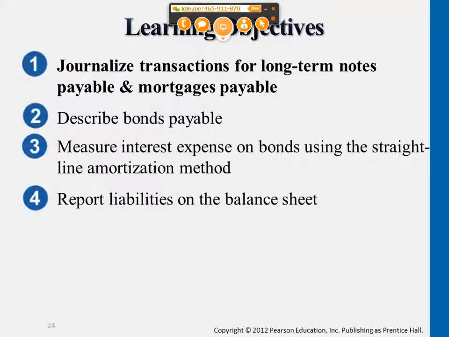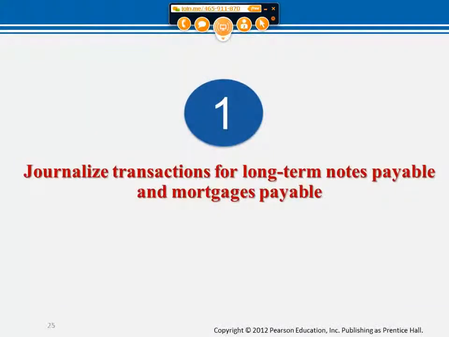Again, the focus for each and every chapter: you have to know what the new journal entries are, the new accounts, the debit and credit sides, and how it is represented on the statements. For each and every chapter, this is always the core. What are the new accounts, new journal entries, and how are they represented on statements? Let's take a look at the first section here, journal transactions for long-term notes payable.